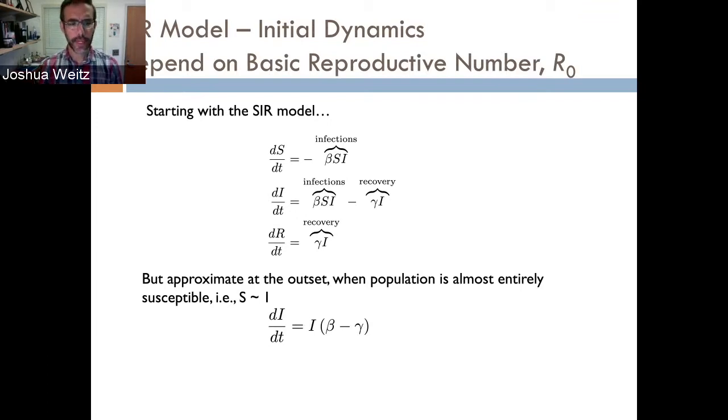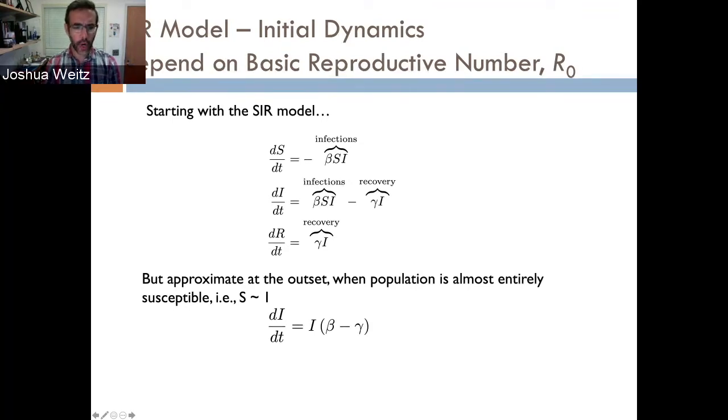If we start with the SIR model, and we then assume that near the beginning, the population is almost entirely susceptible. In other words, this value of S is basically 1. And sorry if that 1 looks like an I, that's supposed to be a 1. Then the change in the number of infected individuals with respect to time will simply be I, the current number of infectious individuals, times some constant. And this constant will be the difference between the transmission rate and the recovery rate. And I don't think I need to derive the answer here, but the answer is exponential.